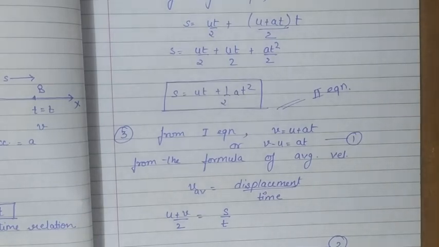So to solve this, what we do is we find the distance traveled till the nth second, the distance traveled till the (n minus 1)th second, and then we find the difference. So we get the distance traveled in the particular nth second.